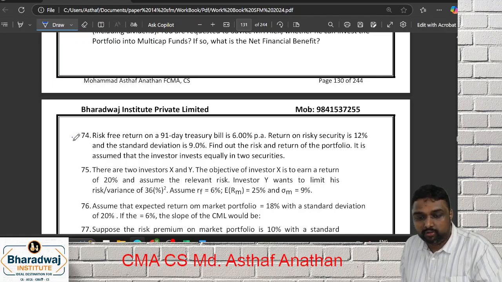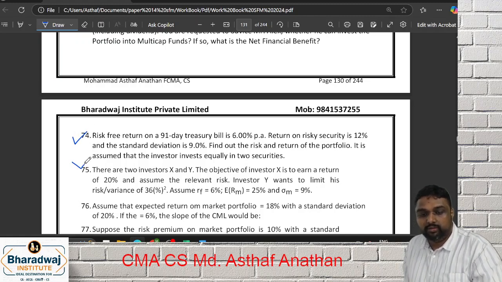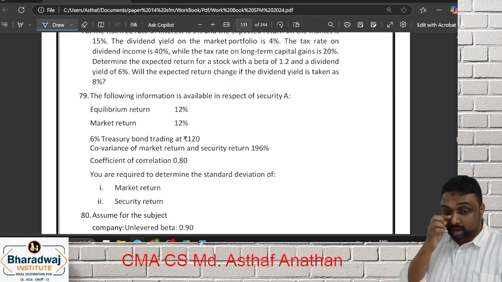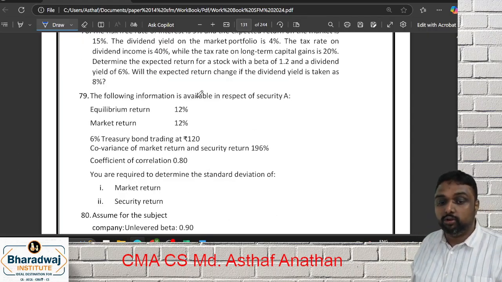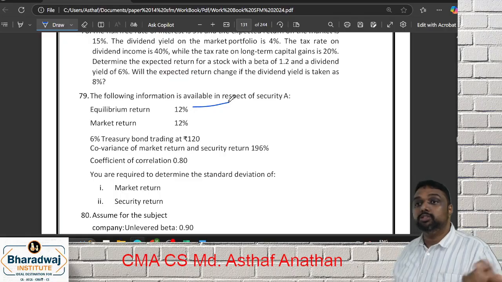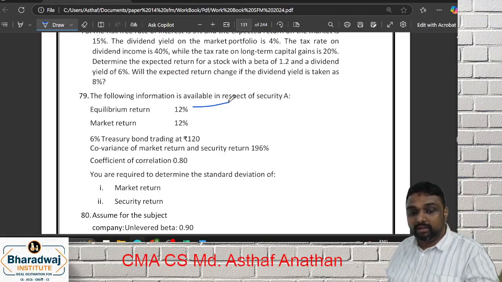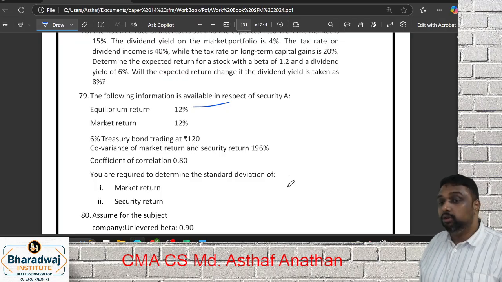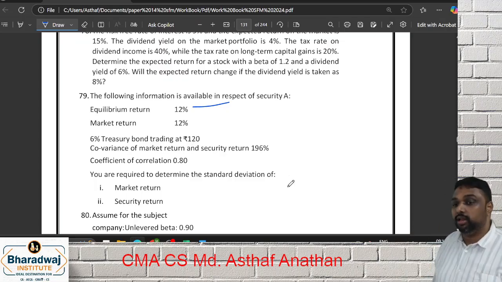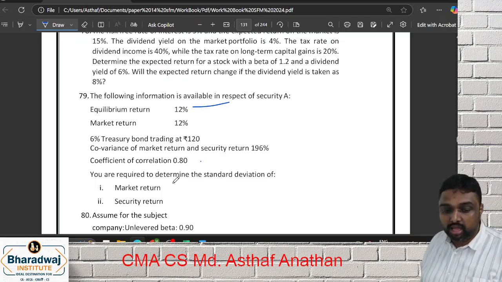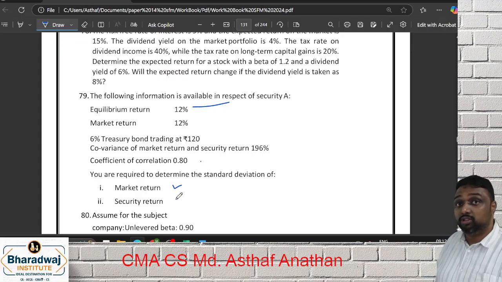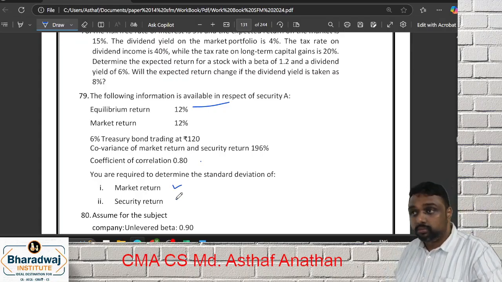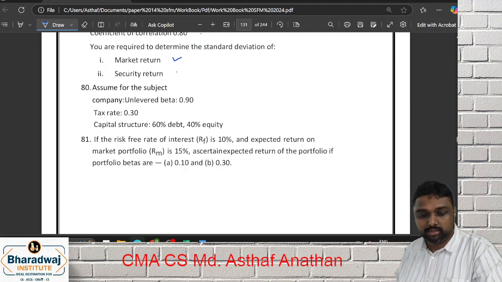Here you have to find the return in the normal way, the CML curve, and these are all 2-mark questions. Here also equilibrium return. What is equilibrium return? Equilibrium return is CAPM return. You have to apply the reverse way. You have to find out the beta. Once you get the beta, you apply your variance model, so you can get the correlation coefficient. Accordingly, you will get the market return. So a very good question, but we have to apply our formulas.